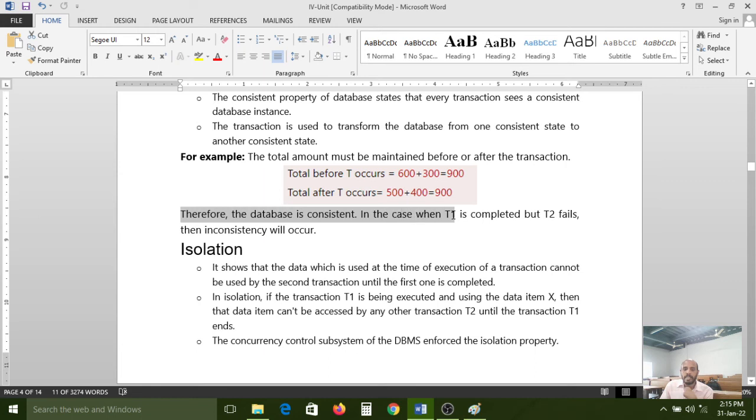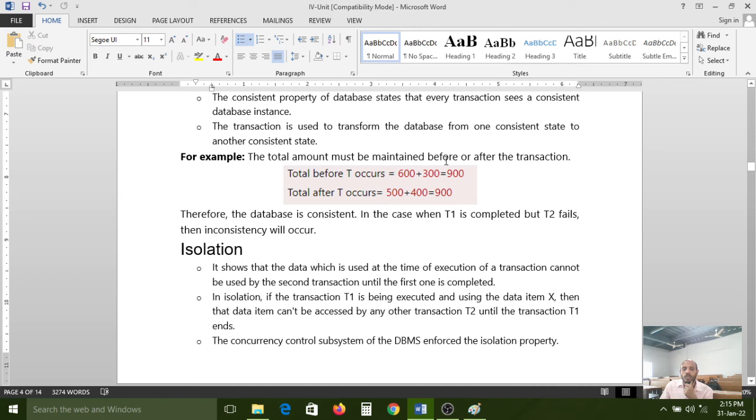In the case when T1 is completed but T2 fails, then inconsistency will occur. Here, 600 plus 300: A account has a 600 balance, B account has a 300 balance. Total 900. Before executing the transaction, A and B accounts have 900 rupees in total.